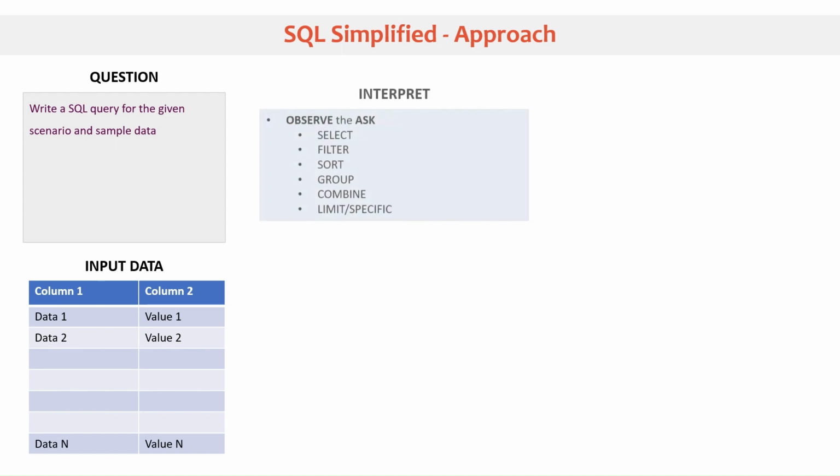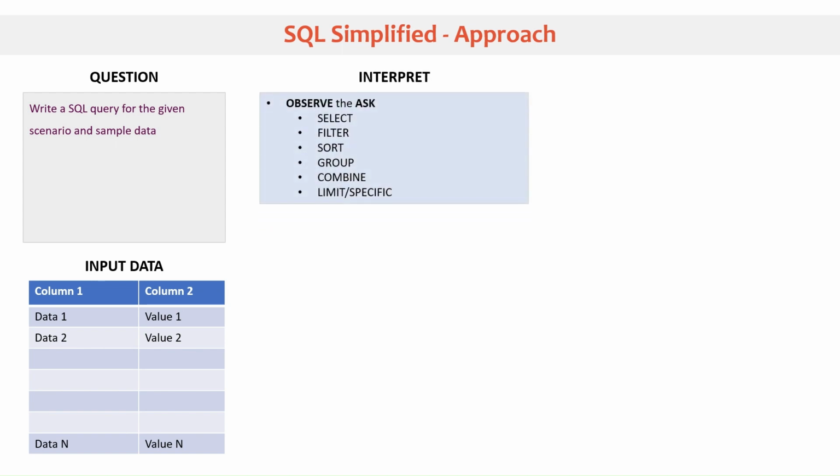What we should do first in problem solving is interpreting. So interpreting is what you need to do. In interpreting, we need to understand and observe the ask. What is the question? What are they asking? What output are they trying to produce? Mostly it will come in the select clause. What are they asking to filter? What data do they want? Have they asked for any sorting option?